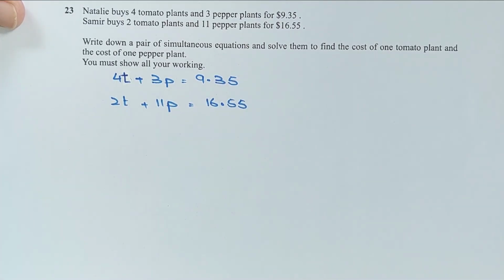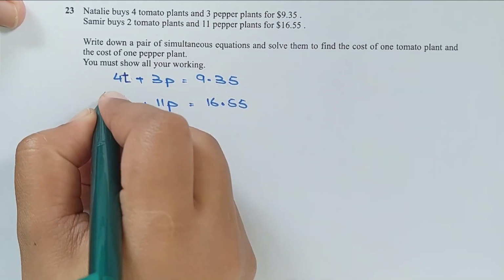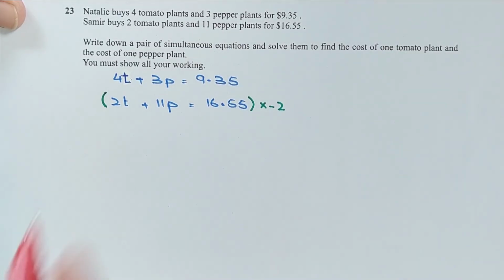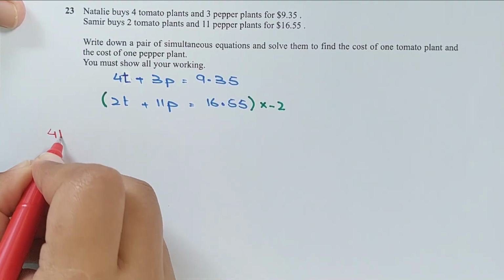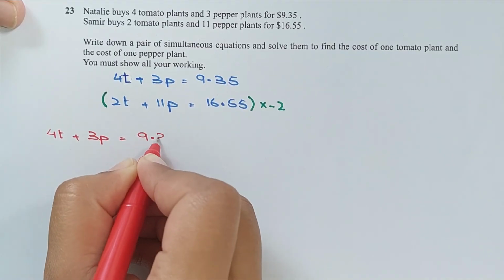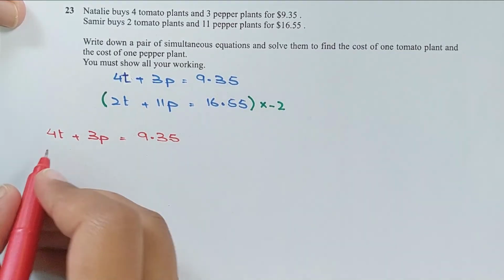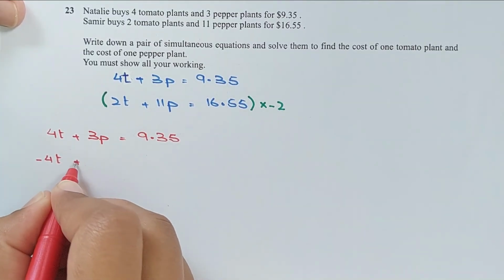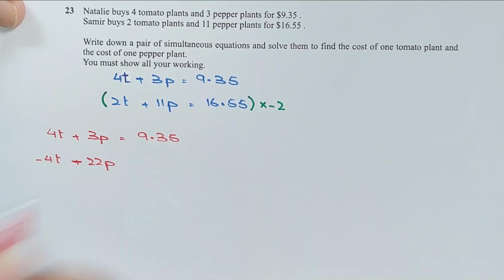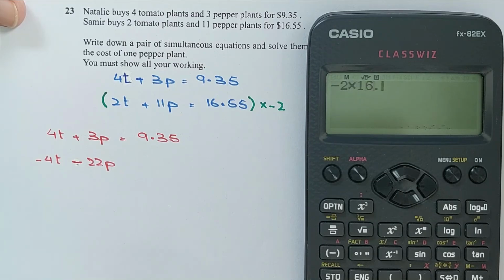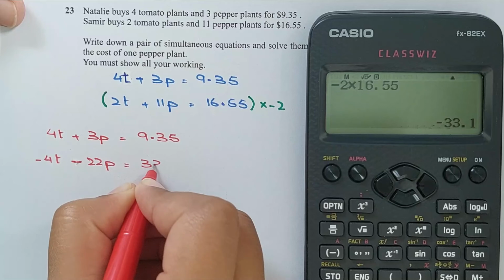Let me multiply the second equation by negative 2 and then add the two equations, right? So we have 4t plus 3p equals 9.35. Negative 2 times 2t is minus 4t, 11 times 2 is minus 22p, and minus 2 times 16.55 is negative 33.10.